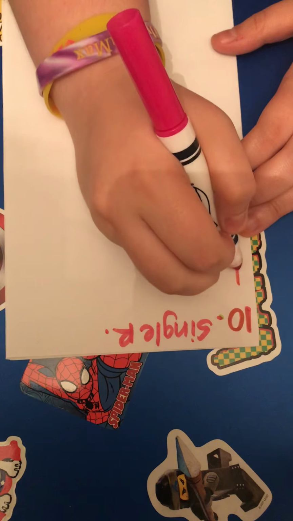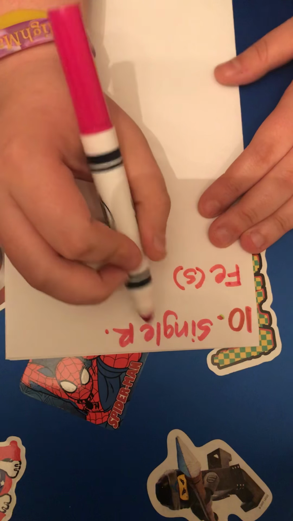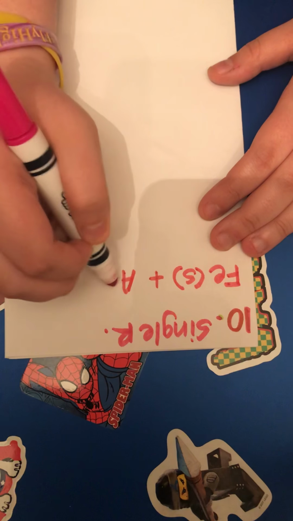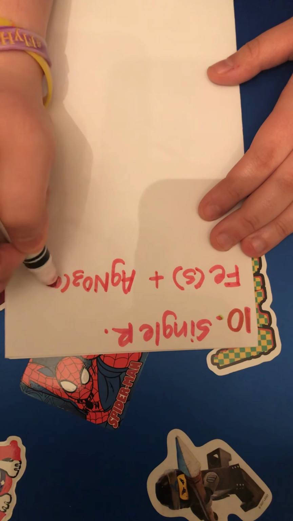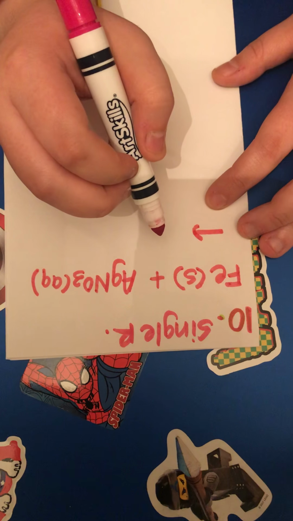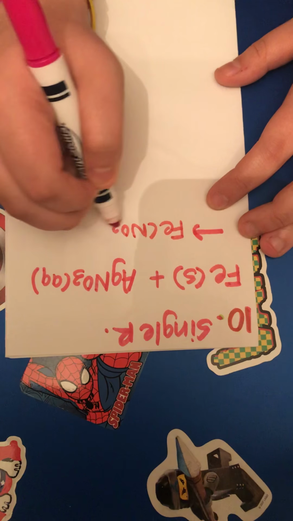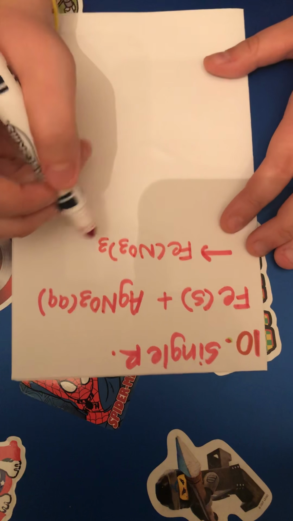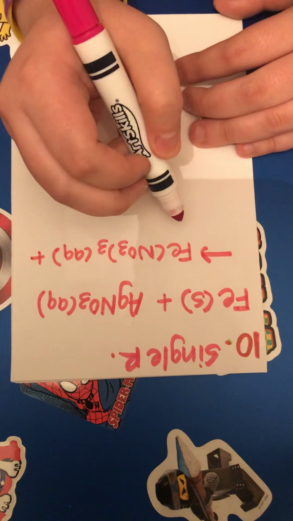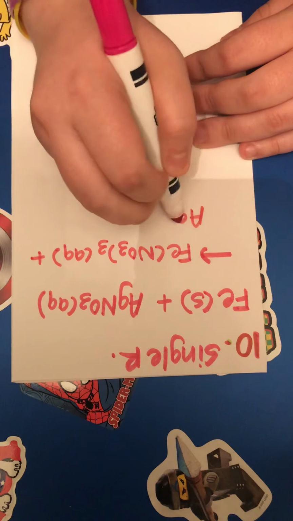So iron metal, so Fe, which implies that it's a solid because it's a metal, reacts with aqueous silver nitrate, so plus aqueous silver nitrate, yields aqueous iron 3 nitrate, so Fe(NO3)3, aqueous, and then plus silver metal, so Ag, solid.